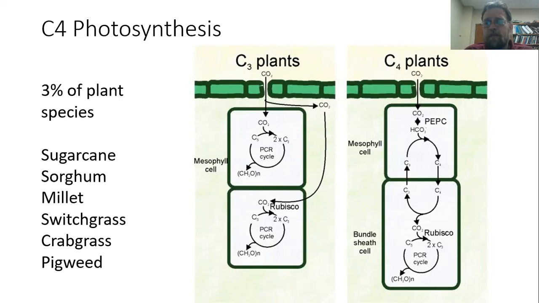And so in some cases, that's a benefit for us. We really do like our sugar cane and our sorghum and other plants like that to be able to grow in high temperature conditions. In some cases, like crabgrass or pigweed, that's less of a benefit. We would probably prefer them not to be able to grow so actively.